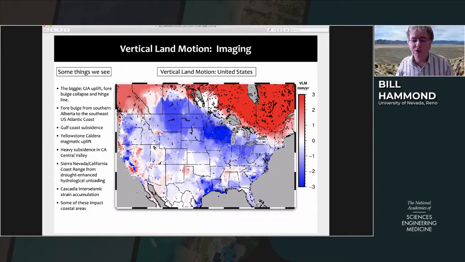We can see, for example, a lot of subsidence along the Gulf Coast from water and hydrocarbon extraction in Texas and Louisiana. We also see some interesting uplift signals in the tectonically active western United States. We can see some magmatic uplift in Yellowstone, some post-seismic relaxation from earthquakes in central Nevada. We can see elastic strain accumulation on the Cascadia coastline, which is going up from the process I mentioned before of convergence, the subduction zone. And then we can see uplift in the Sierra Nevada and Coast Range, subsidence in the Central Valley. There's a rich variety of signals here, all of which, if they're near the coastline, can affect the impact of sea level rise.